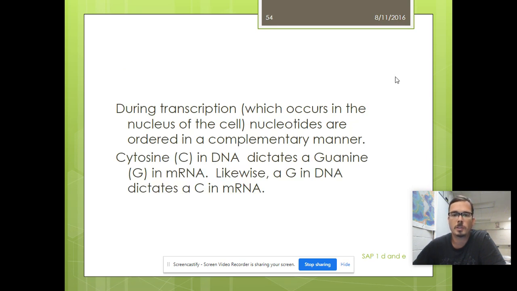Transcription happens in the nucleus. You should know that. That's a major thing to know, and the nucleotides are going to be ordered in a complementary manner. So a cytosine, which is represented by a C in DNA, will dictate a guanine, shown by a capital G in messenger RNA. Likewise, a G in DNA dictates a C in messenger RNA. So G to C, C to G.